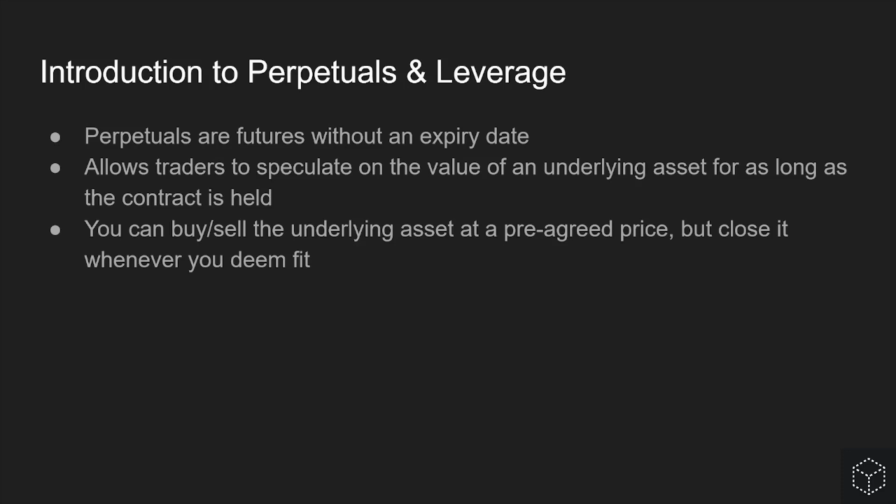So that's options. We're also going to be talking about perpetuals and leverage. So perpetuals are basically futures without an expiry date. This allows traders to speculate on the value of an underlying asset for as long as the contract is held. And you can buy and sell the underlying asset at a pre-agreed price, but close it whenever you deem fit. So this is similar to options, but there's just no expiry in it.